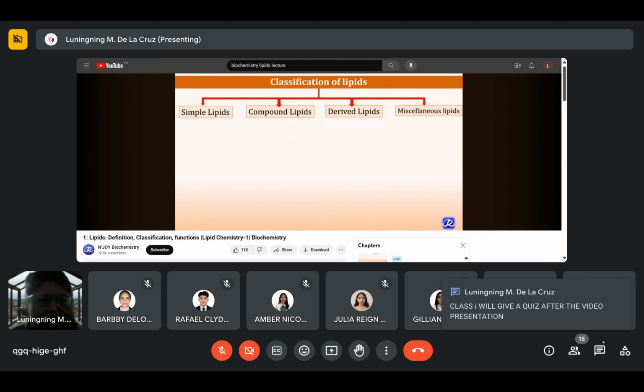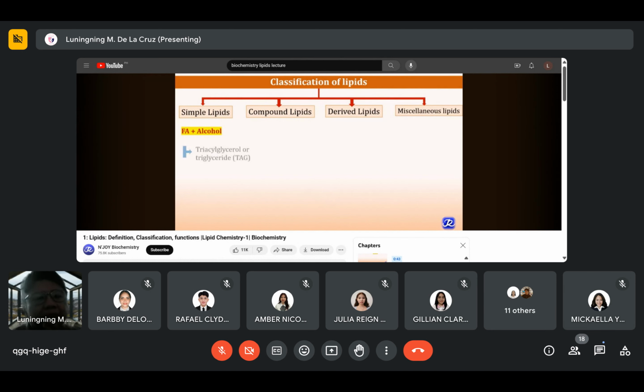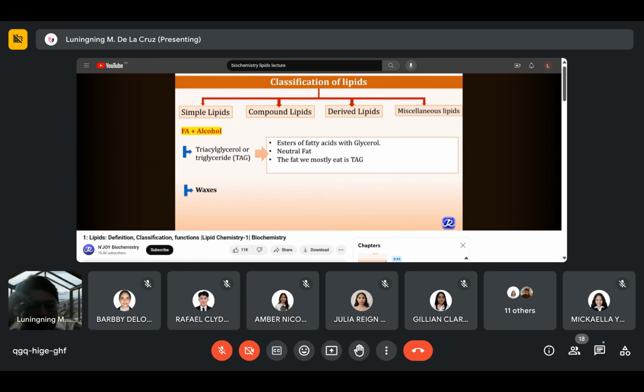What are simple lipids? They are the esters of fatty acids with various alcohol. The examples of simple lipids are triacylglycerol or triglyceride, which is also called as TAG, and waxes. TAG are the esters of fatty acid with glycerol, and they are uncharged, that's why they are also called as neutral fat. The fat we mostly eat is triacylglycerol, and fat that is deposited in our body as a fuel source, that is also triacylglycerol.